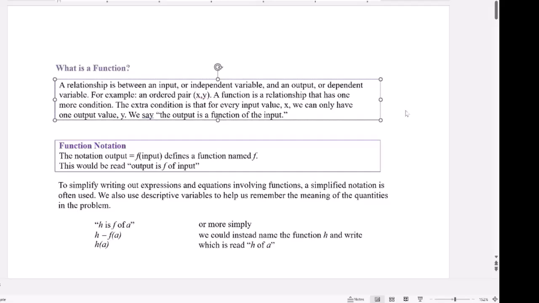Hi, everybody, and welcome to MAC 2233. This will be our first lecture, Lecture 1-1. And we're going to start off with talking about functions.